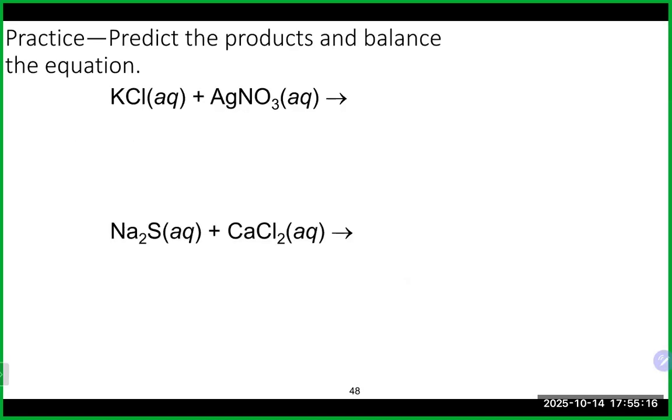All right, so why don't we try these two here? Predict the products, balance it, and why don't you write the other equations too, the total ionic, net ionic, and all that.